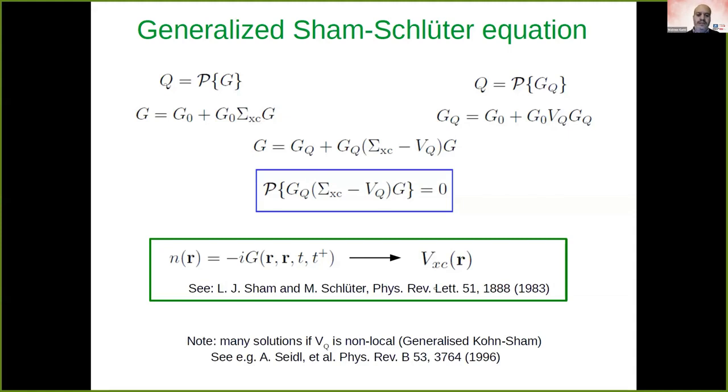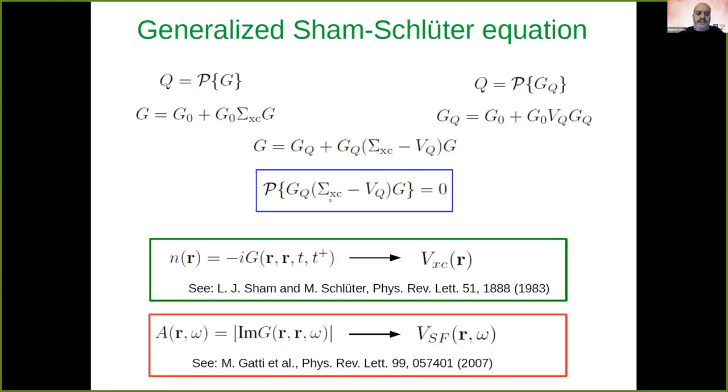Note that this is not the only choice that you can make for this V of Q. Indeed, you could also assume that V of Q is a static, non-local real potential. And in this case, you would find that you can obtain many different solutions. So this is indeed the choice that is made in the case of generalized Kohn-Sham, where you make the choice of using a non-local V of Q such that the density is reproduced. So this is completely general, and the ansatz is something that you can choose with just the constraint that you should find a solution to this equation.